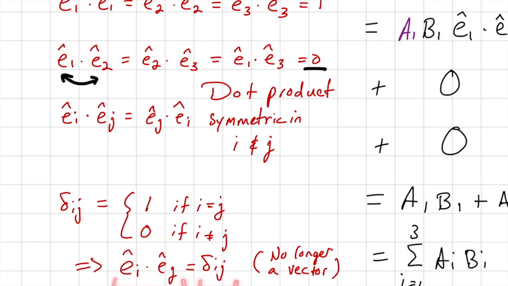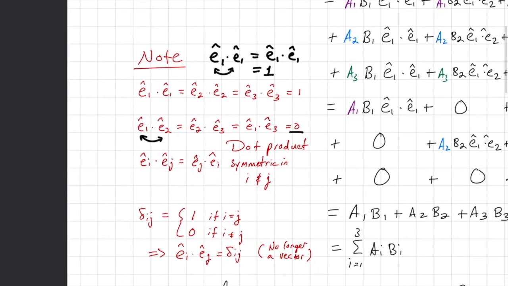And as we already knew here, this was no longer a vector, and this thing is no longer a vector. This is not even a vector component. It's still just a number, but it's not even a vector anymore. It's now going to be something different. We'll see in a moment, it's going to be a matrix.